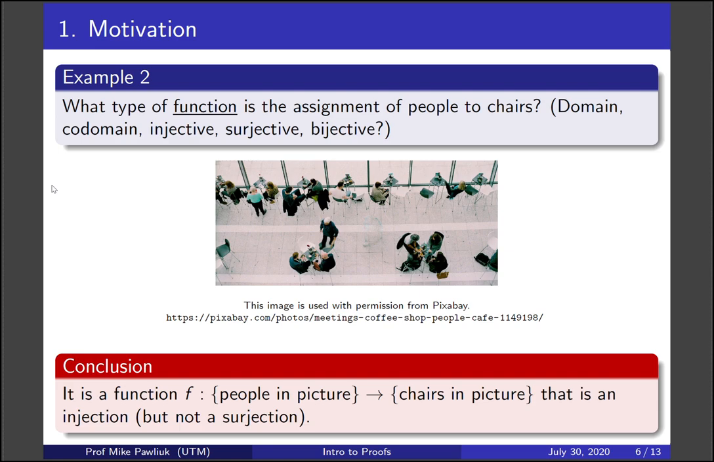And what would it mean if this was not a function? Well, that would look like one person split across two chairs. So using arguments like this can help us really understand what non-injections and non-bijections look like, and non-surjections and non-functions. By the way, why is this not a surjection? Well, there's a chair that's empty, for example, this one.